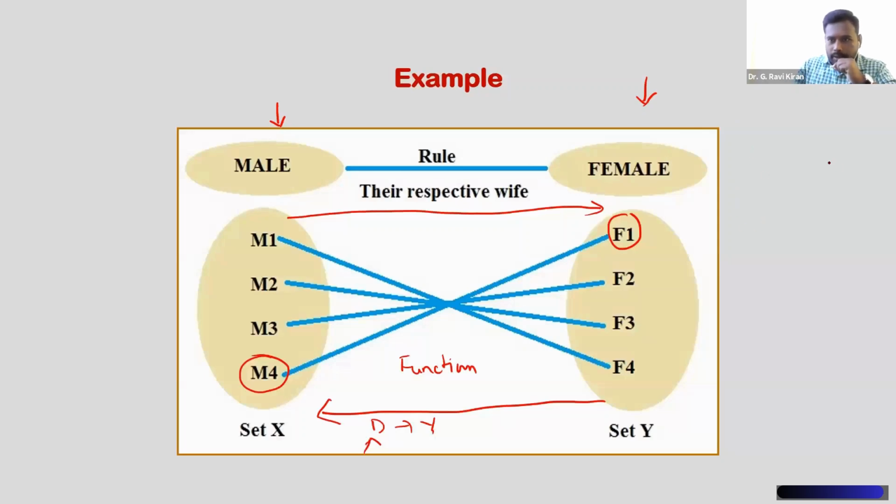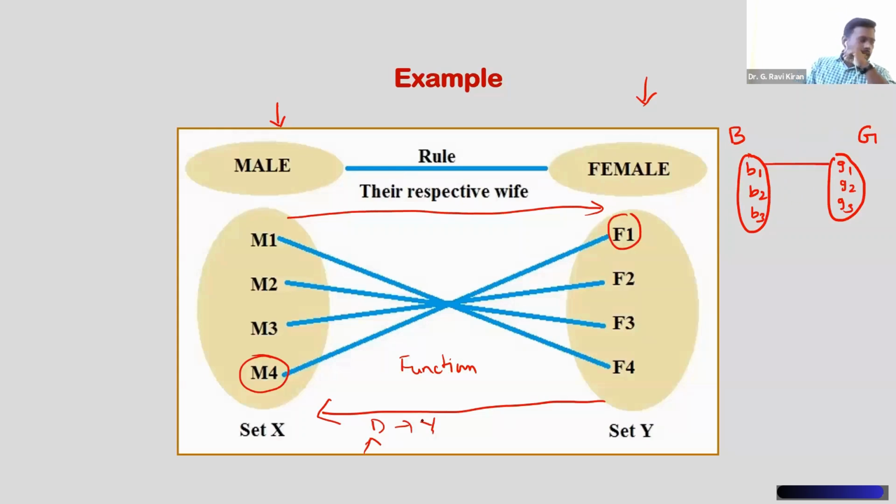Let me take 2 sets of students. Right? Now let us say the first set of students I'm taking as B, and the second set of students, let us say it is G. And let me take the first set has three students, B1, B2, B3. And let us say the second set has these three elements, G1, G2, and G3. And if the relation is like this, can you say it is a function? You can respond in your chat. I'm waiting for you.